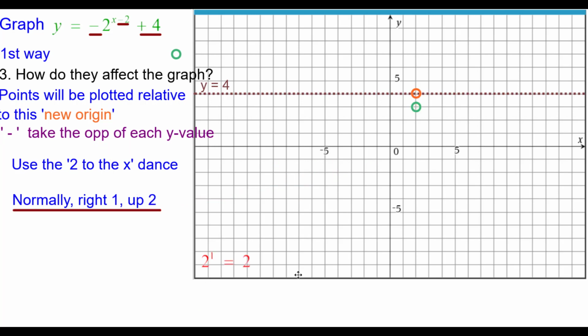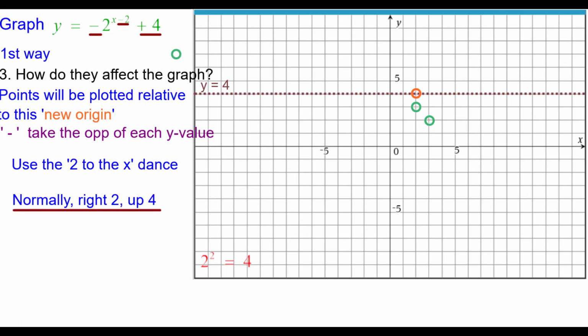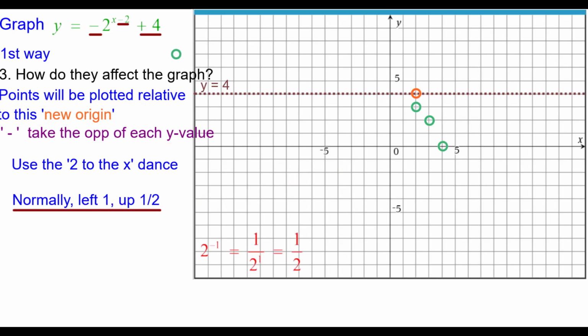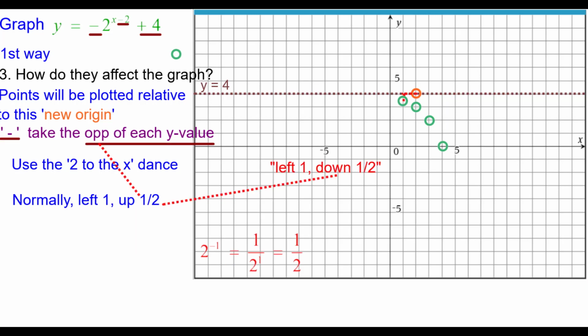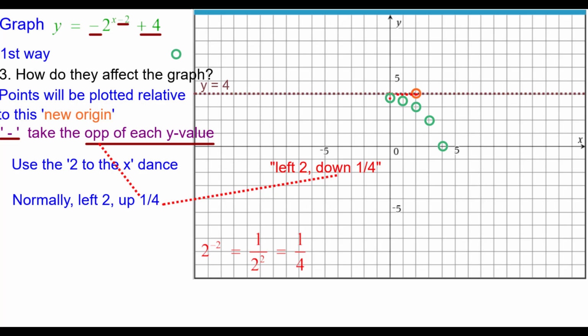Normally it's right 1 up 2. 2 to the first is 2, but it's going to be right 1 down 2. Again, the opposite of that y value. Right 2 up 4 becomes right 2 down 4, because 2 squared is 4. Left 1 up a half becomes left 1 down a half. Remember, 2 to the negative 1 means the reciprocal of 2, which is a half. And left 2 up a quarter, because 2 to the negative 2 is 1 over 2 squared, which is 1/4, becomes left 2 down a quarter, because of that opposite of each y value.